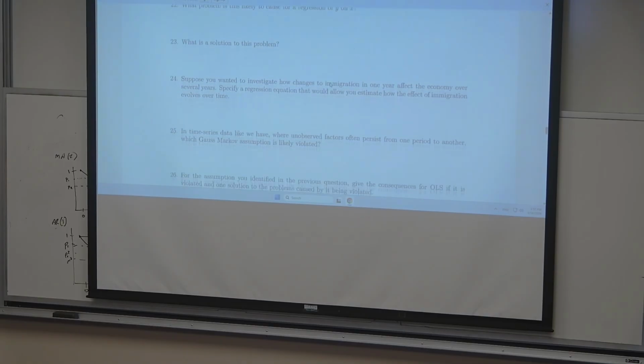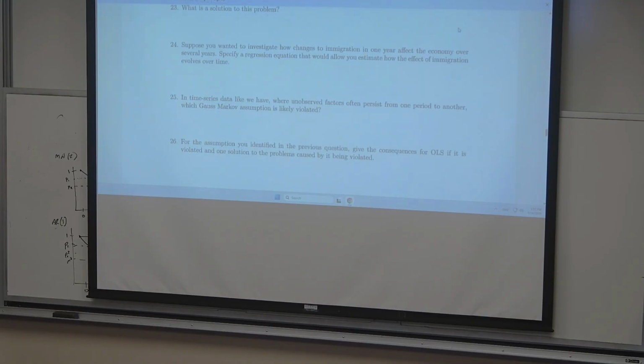Okay, number 24. Suppose you wanted to investigate how changes in immigration in 1 year affect the economy over several years. This is kind of an awkwardly worded question, I think. Specify a regression equation that would allow you to estimate how the effect of immigration evolves over time. What he's looking for here is FDL, right? So you just write out an FDL model, boom, that answers that question.